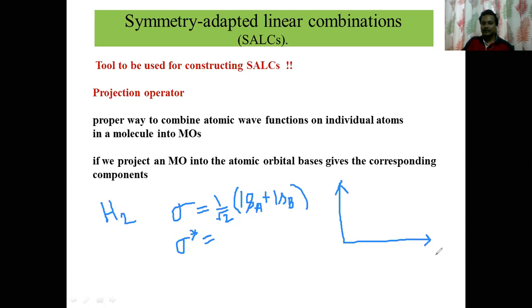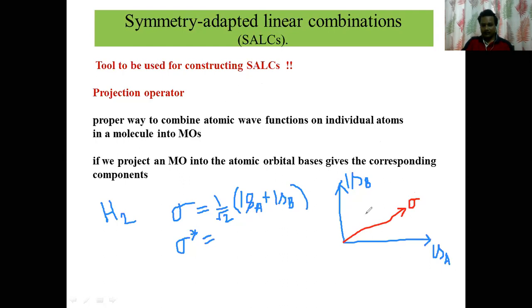Now, if I take this as the basis, on this scale there is the 1s A atomic basis, and this is 1s B. Now, sigma we can think about like an arbitrary vector. So let's say this is my sigma, right?